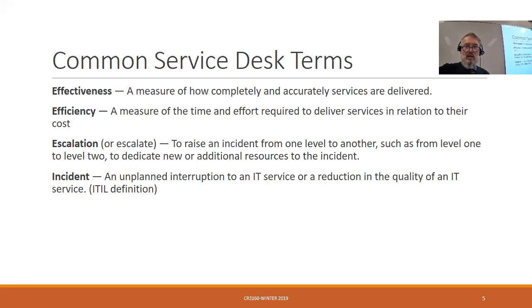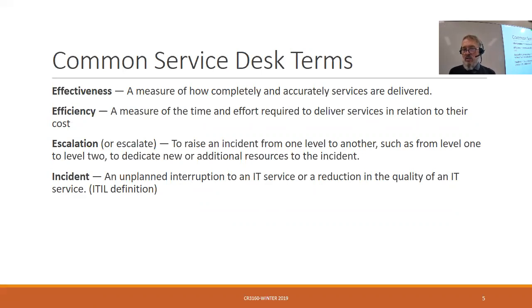Efficiency means can you get it done using the least amount of money and the least amount of time for the biggest benefit. And so, yeah, escalation, to go up, right? And so what are we going up from? We're going up from our levels in the service management, in the service desk. So the service desk has three levels: level 1, level 2, level 3.